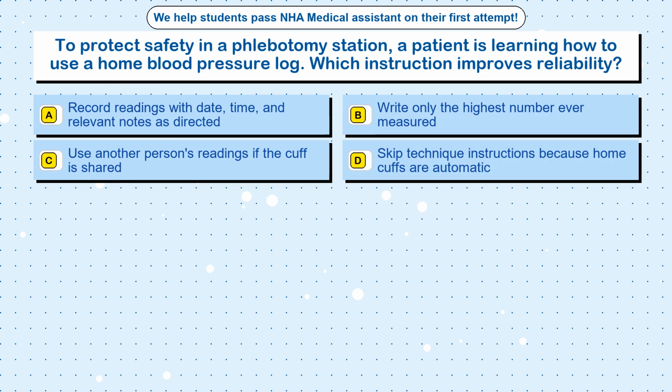Question 34. To protect safety in a phlebotomy station, a patient is learning how to use a home blood pressure log. Which instruction improves reliability? Option A, record readings with date, time, and relevant notes as directed. Option B, write only the highest number ever measured. Option C, use another person's readings if the cuff is shared. Option D, skip technique instructions because home cuffs are automatic.